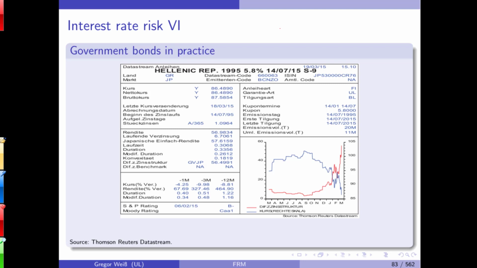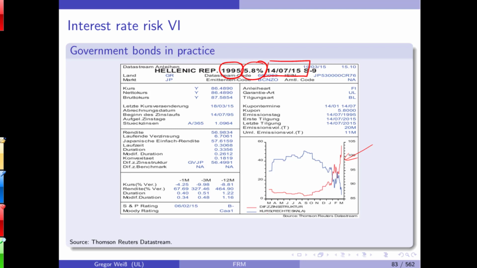And this Greek sovereign bond was issued in 95. Those were great times. At that time, they paid 5.8% interest on their sovereign bond. As you can see, it matured on the 14th of July 2015, meaning this is a 20-year government bond. So it had a maturity of 20 years, paid out a 5.8% coupon, and down here, you can see the chart.